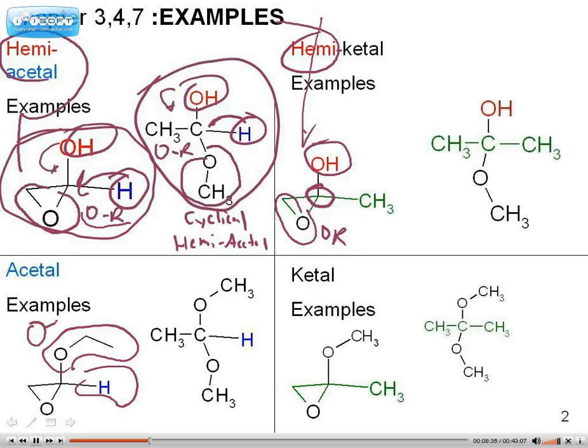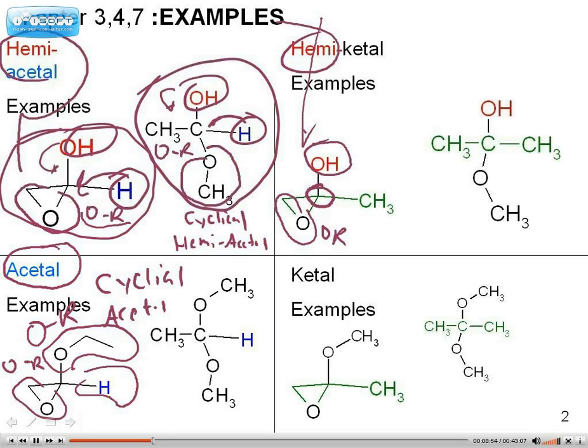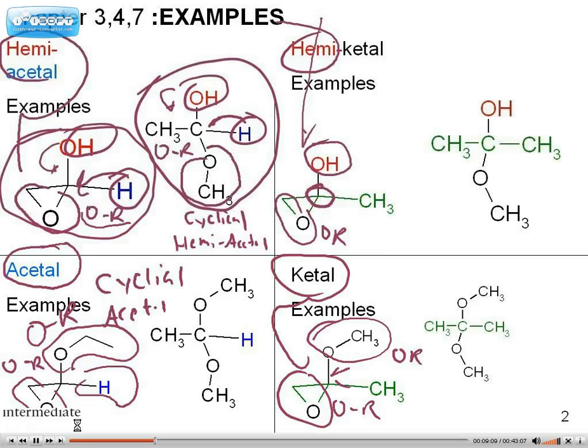Here, cyclical acetal. So let me say that again. Cyclical acetal. There's our OR group. Here's our other OR group, our other ether. So one's non-cyclical, the other one is cyclical, but it still counts as a double ether, so therefore it's an acetal. Over here, you can see the same thing, double ether, and it's a ketal. And this is a middle carbon, no hydrogen directly attached. So, beat that to death, ketal.